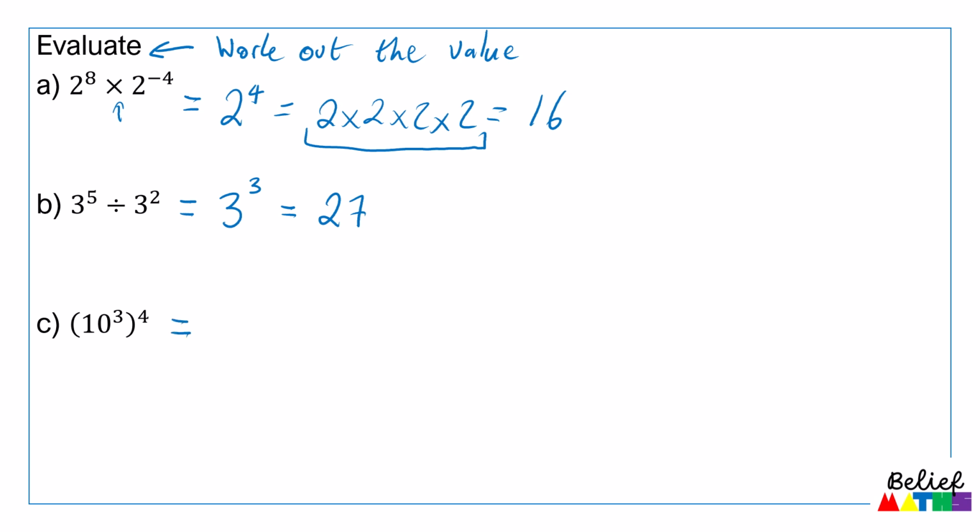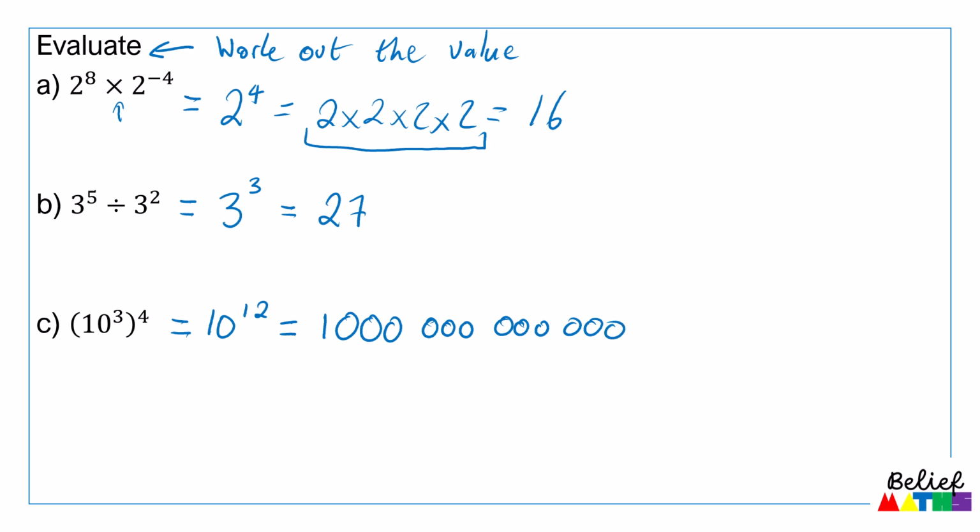Final question here then. 10 to the power of 3, then to the power of 4, is 10 to the power of 3 times 4, which is 12. Now 10 to the power of 12 might seem like a big number, but all we need to do is write 1 with 12 zeros. That's all that means. So 1, 2, 3, 4, 5, 6, 7, 8, 9, 10, 11, 12. So you should be able to do 10 to the power of any number.